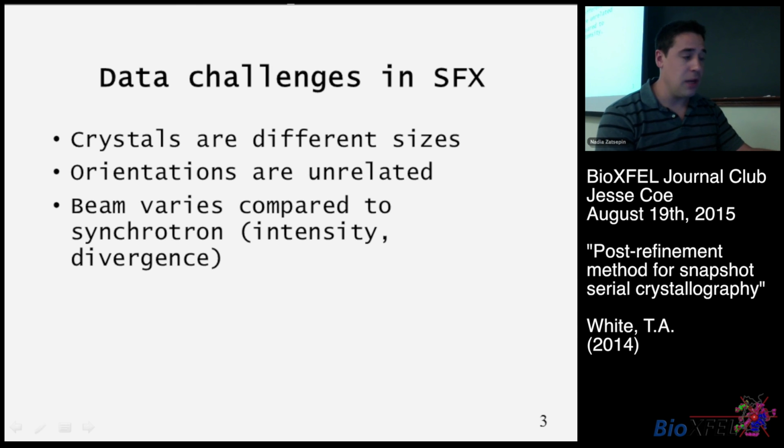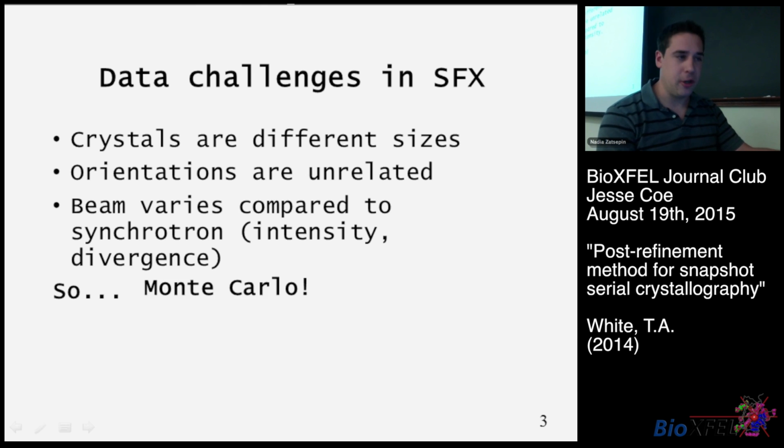Also, our beam at an XFEL has a lot more variance with its parameters compared to a synchrotron, so it's not quite as stable. So we do have to take that into account as well. For each snapshot, there is going to be a variation within basically the intensity and the divergence as well. So how do we get around this?